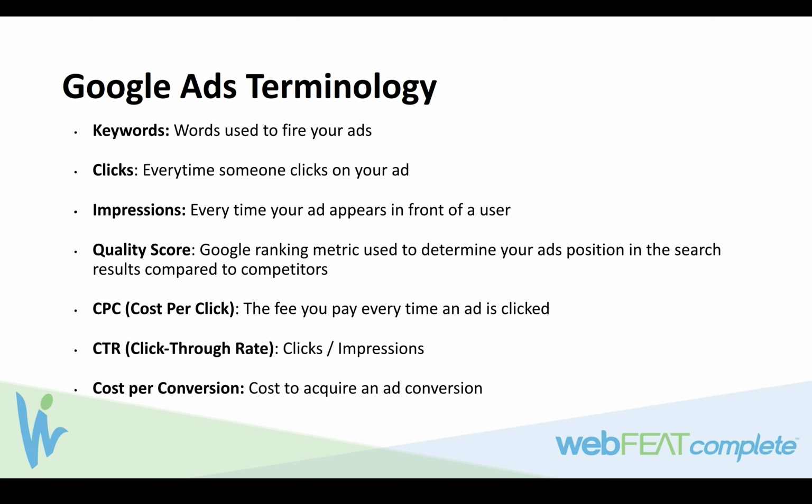Then you have CPC, or cost per click, which we kind of already discussed, but it's the fee you pay every time your ad is clicked. Click-through rate, the way you find this out is you take the total amount of clicks of an ad and you divide that by the total amount of impressions, and that's how you get your CTR. And then cost per conversion is self-explanatory, but it's the cost to acquire an ad conversion.